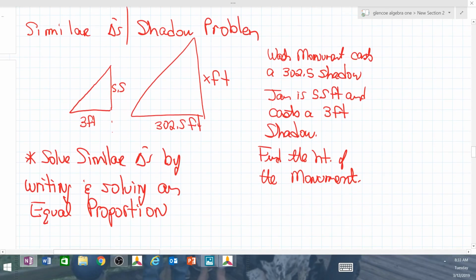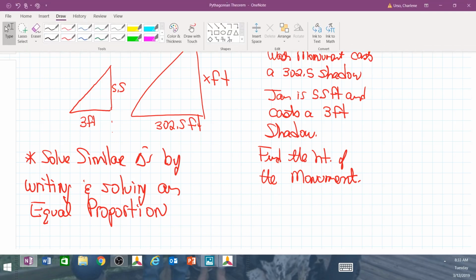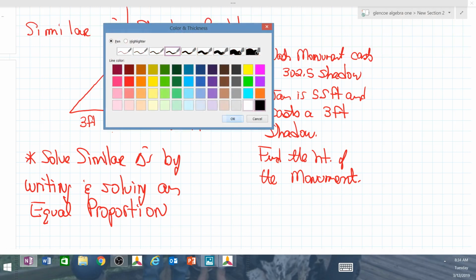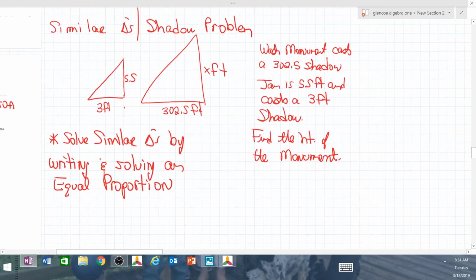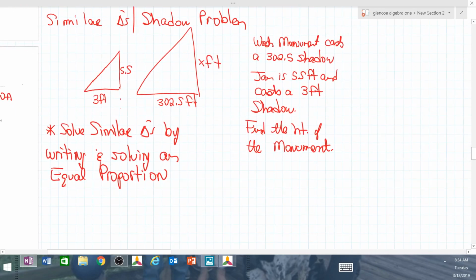To solve this type of a problem using similar triangles, we write and solve an equal proportion. So what we're looking for here is we're trying to find the height of the monument. So we could say the height of the monument is to the height of Jan, as the shadow of the monument is to the shadow of Jan. Or you could start with the smaller triangle to the bigger triangle. There are many ways you can write this. That is just one of them. So let's go ahead and compare the smaller triangle to the bigger triangle.